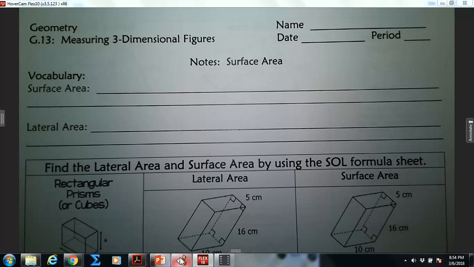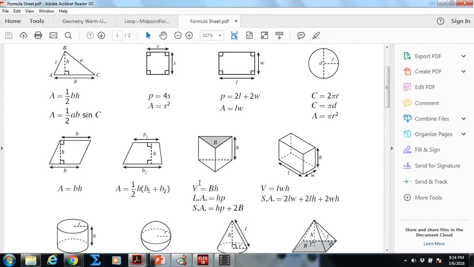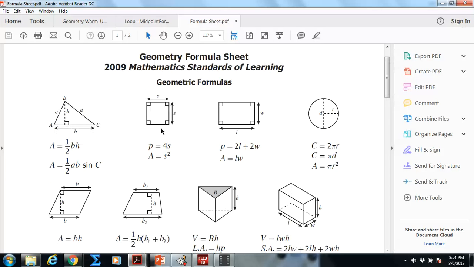To do that, I'm going to look at our formula sheet here. Okay, so this is the SOL formula sheet. I know it says 2009, but that's just when the SOLs were written, and this is our official formula sheet. Two-dimensional figures are these first 6 figures that are flat. So we're looking at the triangle, square, rectangle, circle, parallelogram, and trapezoid. So those are the two-dimensional figures.